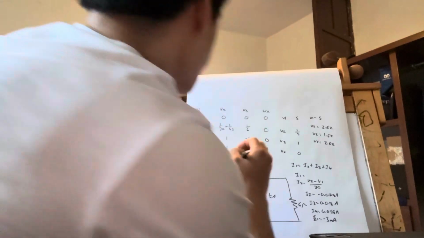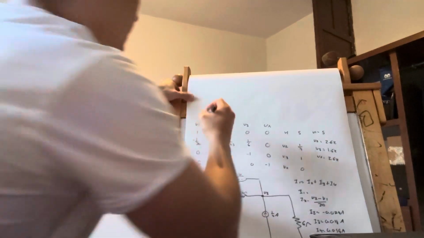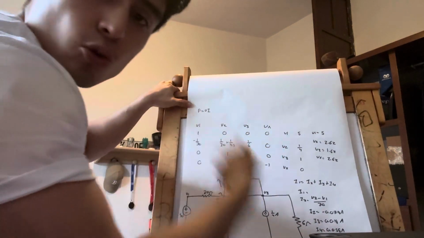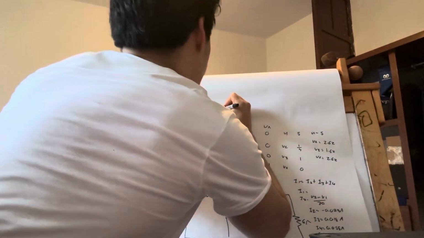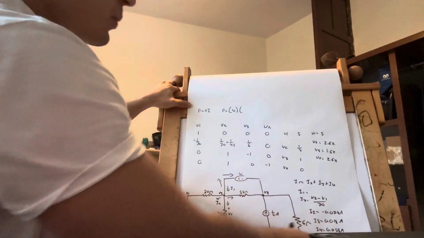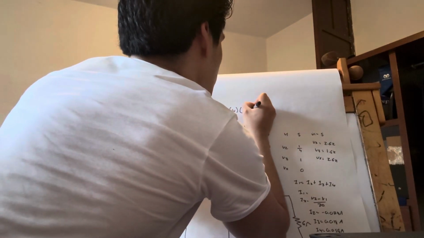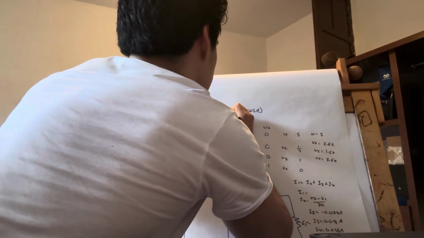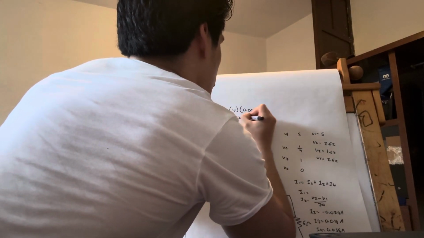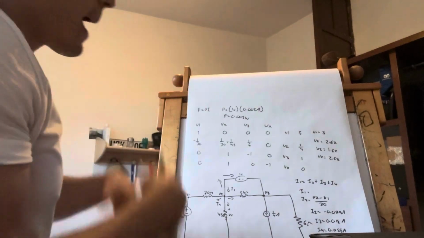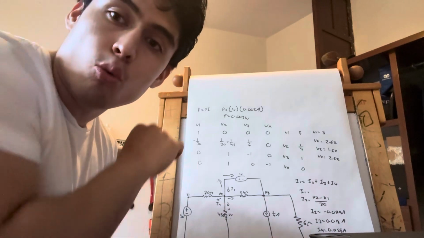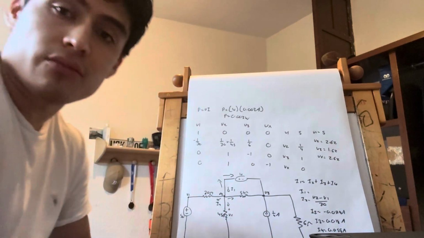So we need to apply this formula to see how much power it's absorbing or supplying. This will be 1 volt multiplied by 0.003 amps. So we know that the voltage source is absorbing 0.003 watts, and that would be the solution for this circuit.